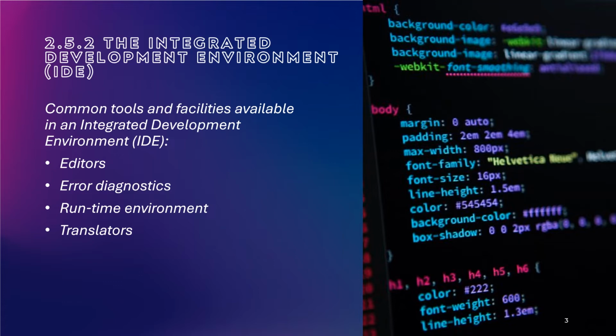We've got the runtime environment, which allows the code to run. So if you've written a Python program, you've probably used something like IDLE, and when you write the code, it obviously needs to run in an environment to output the results. And finally, we've got translators. A translator in an IDE allows the program code to be translated between different languages.